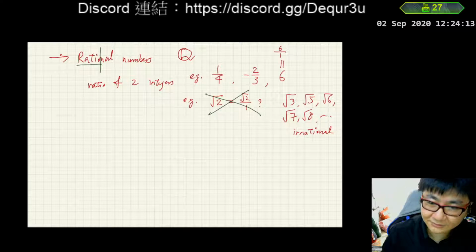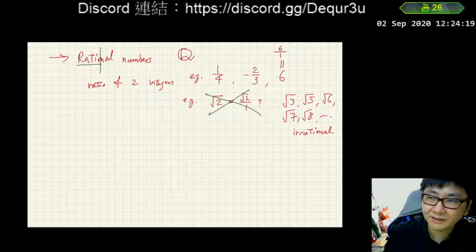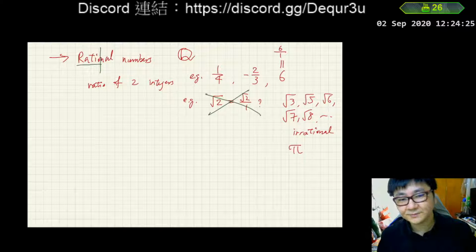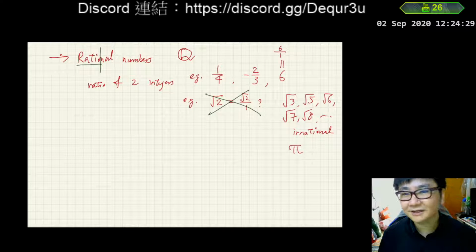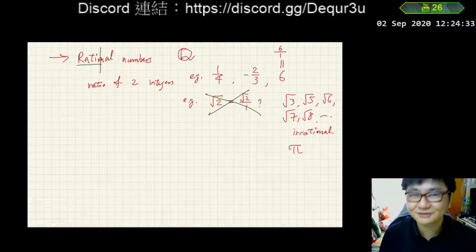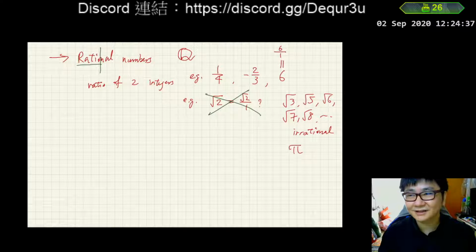Another important example is the special number we use to calculate the area or circumference of a circle. That is the special constant pi. It is also irrational. Pi is irrational. Can you prove it? Can you explain why pi is irrational? It is much more difficult, much more difficult than the square root 2. Therefore, I try not to do it here.